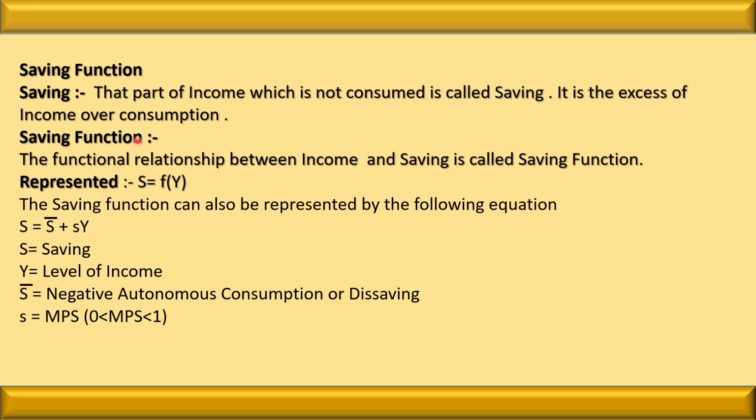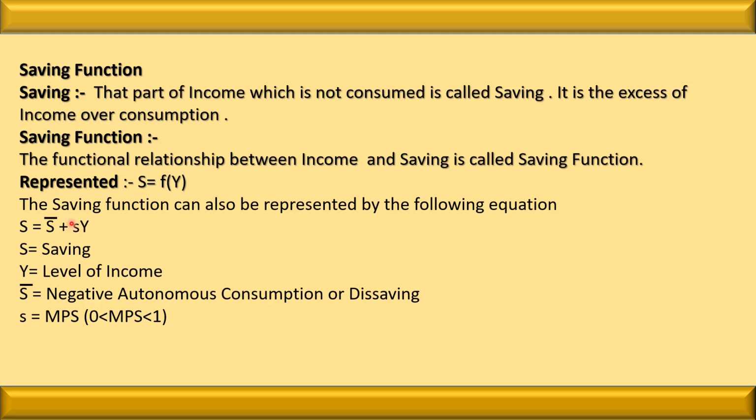Let us see what the saving function is. The saving function is the functional relationship between income and saving. It is represented as S = f(Y). Here S means saving, f means functional relationship, and Y means income. In place of Y, we can also use the words disposable income. Remember one thing, the saving function can also be represented by the equation: saving is equal to autonomous saving or dis-saving plus induced saving.